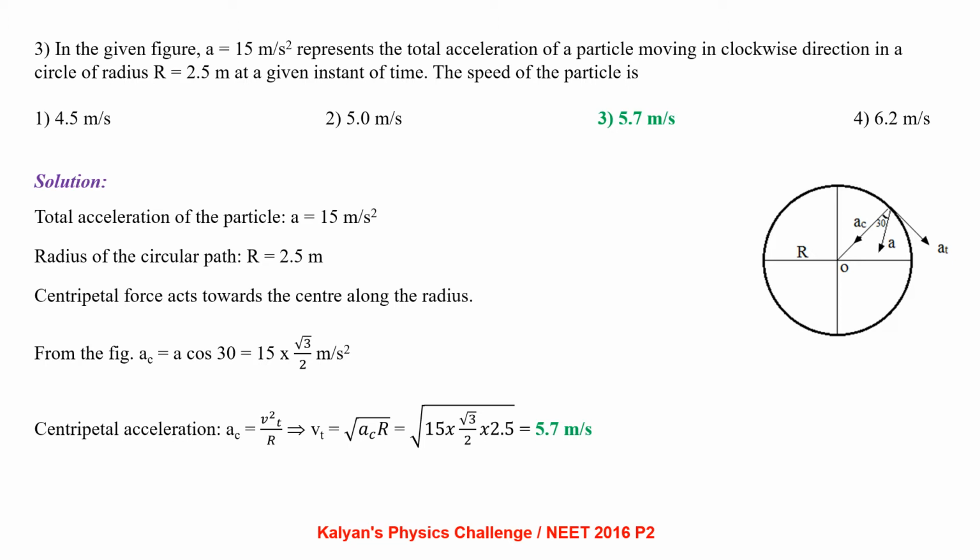In a given circle, radius and tangent are always perpendicular to each other. So the centripetal acceleration and tangential acceleration are perpendicular to each other. As per the diagram, the total acceleration is acting at an angle 30 degrees to the radius. So we can write centripetal acceleration a_c equal to a cos 30. From there we get it as 15 root 3 by 2 meter per second squared. Centripetal acceleration is also written as v_t squared by r, where v_t is tangential velocity, which we have to find now. So upon simplification we get v_t equal to root of a_c into r, that comes out to be 5.7 meter per second.